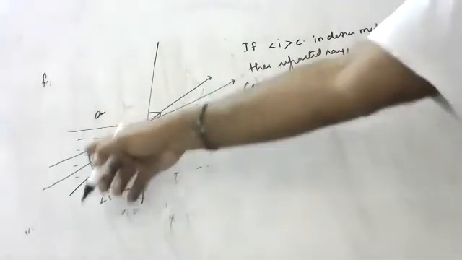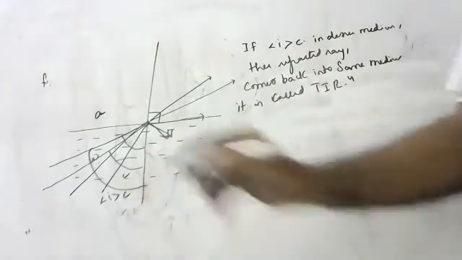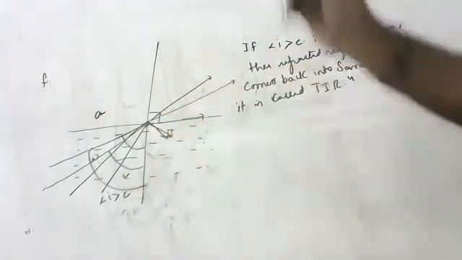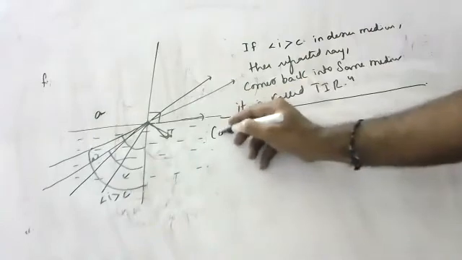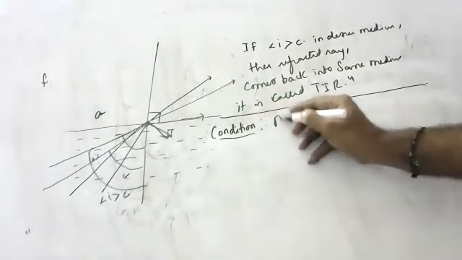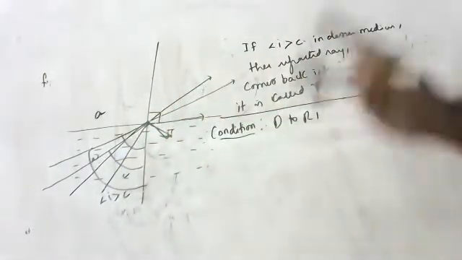If the angle of incidence is more than the critical angle, the refracted ray comes back into the same medium. This is called total internal reflection. What are the conditions required? First condition, the light ray should go from denser to rarer. It is compulsory, denser to rarer only is possible, rarer to denser is not possible.